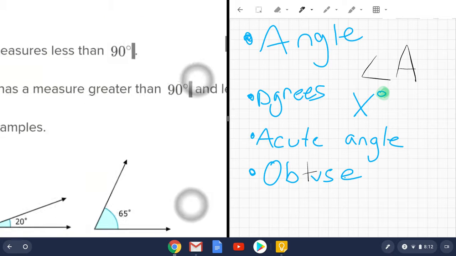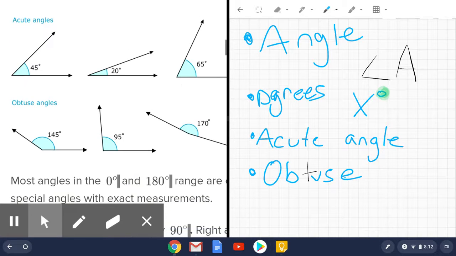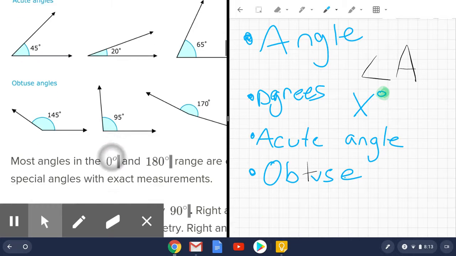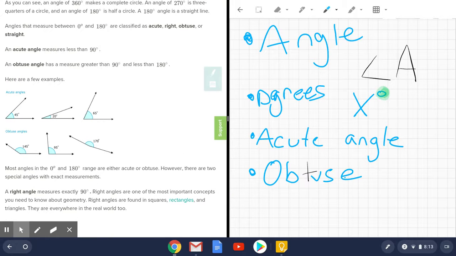So we can see some examples right here. All three of these represent acute angles, right? 45 degrees, 20 degrees, and 65 degrees. Right here, these all represent obtuse angles because they are over 90 degrees: 145 degrees, 95 degrees, and 170 degrees. An angle that measures 91 degrees would be considered obtuse, my friends.